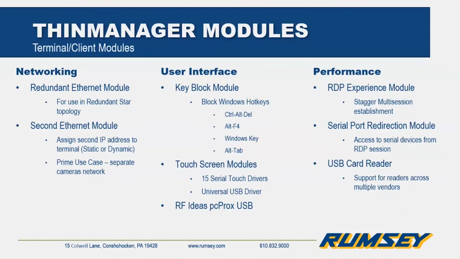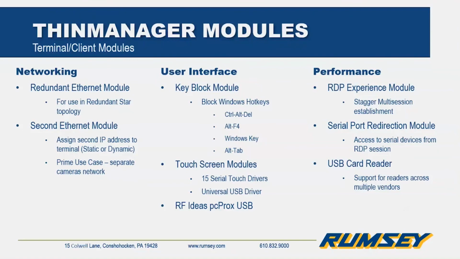So I picked out a handful of modules that are pretty powerful here. It's important to remember ThinManager supports right now well over 75 different modules, all different types, crazy amounts of stuff, and they add more each and every version. But we'll start here with networking. So if I have a dual Ethernet port Thin client, I can use the redundant Ethernet module to configure that second Ethernet port to be used in a redundant star topology.